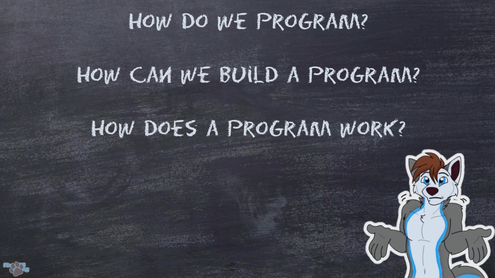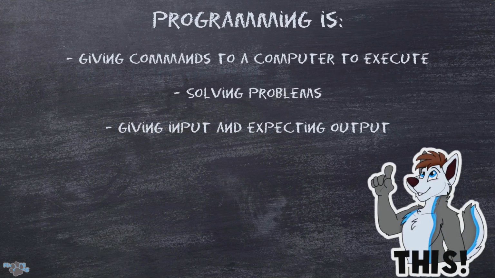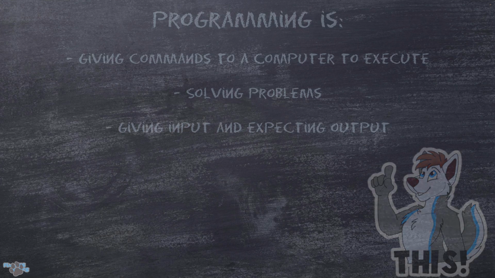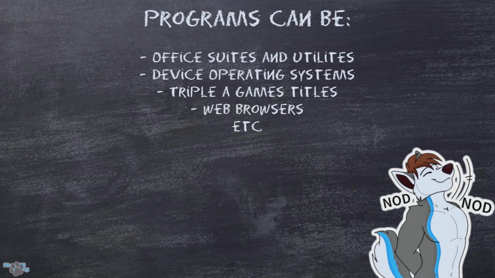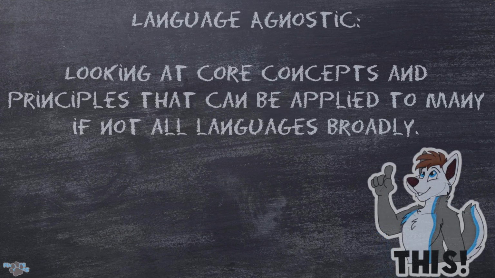So how do we program? How can we make a program work? Programming, in its most literal sense, is giving commands to computers, giving them a problem to solve, or giving input and expecting output. Programs can be anything from the web browser you're watching this on to a AAA game title and everything in between. We're going to look at programming as a whole in a language agnostic way.